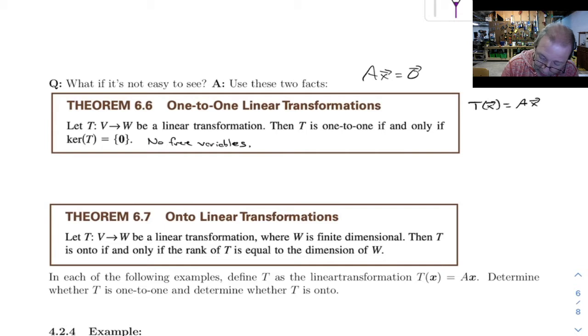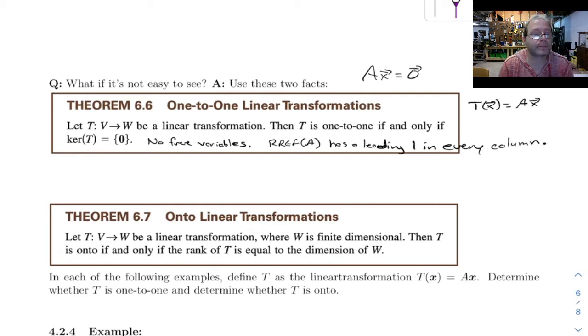It also means that if you take the reduced row echelon form of A, it's going to have a leading 1 in every column. So a leading 1 in every column. And that's going to be probably the best way to check for this.